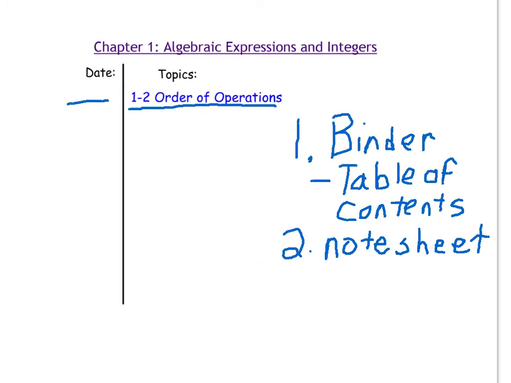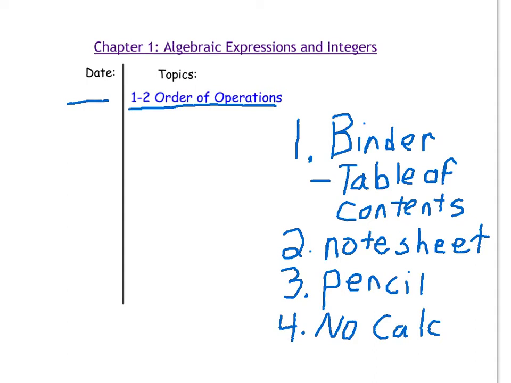The second thing I want you to do is get out your note sheet for lesson 1-2 order of operations day 1. Get that note sheet out, and if you ever forget your note sheet at school or lose it, you can go to my website or to our site and get a new one, print a new one. So get your note sheet out.